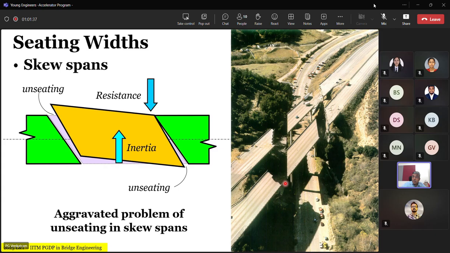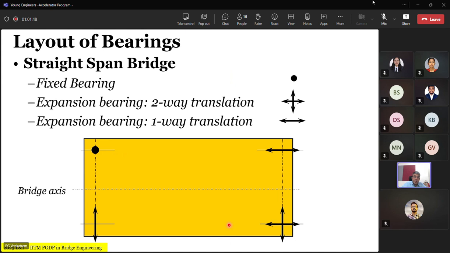What did I say? As far as is possible, avoid skew layout for the bridge decks. Right. Now, let's understand the question.